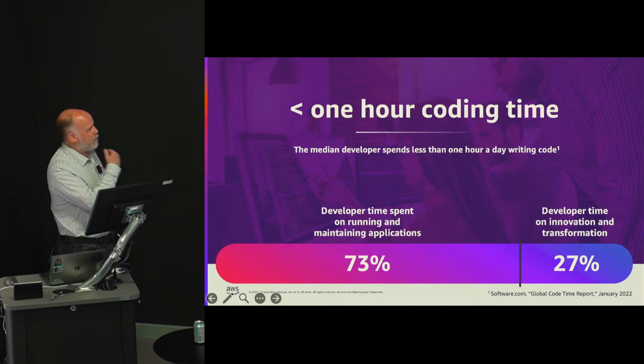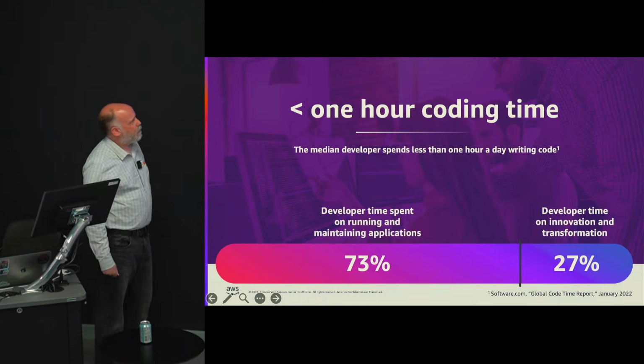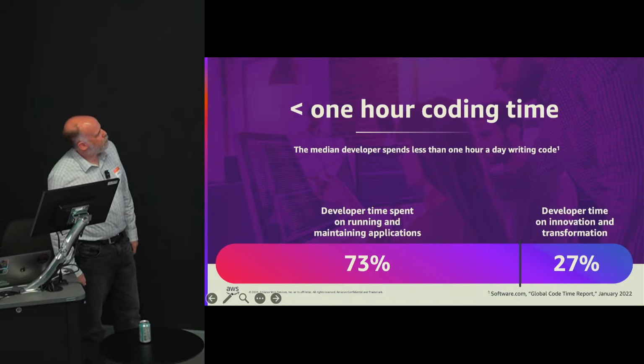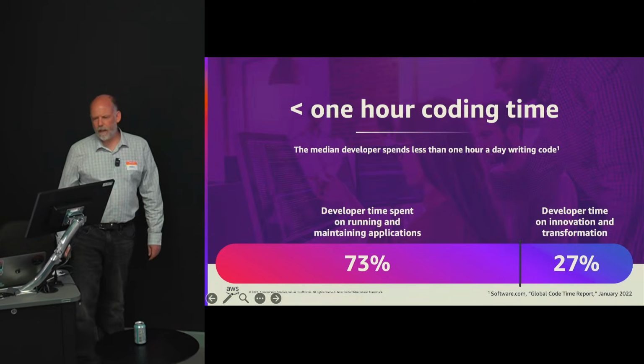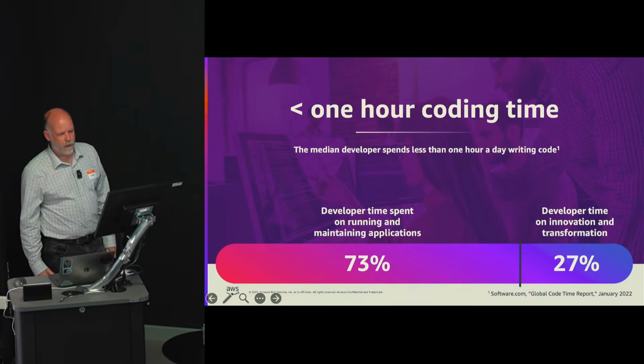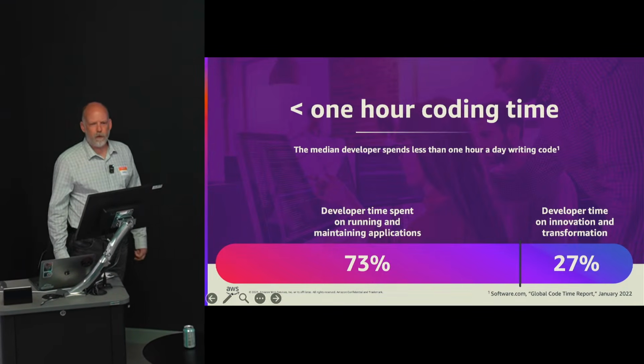So this is a survey done by software.com of, I think it was 200,000 developers, 250,000 developers, something like that, and it came out with the horrifying quote of 1 hour of coding time a day from a developer.